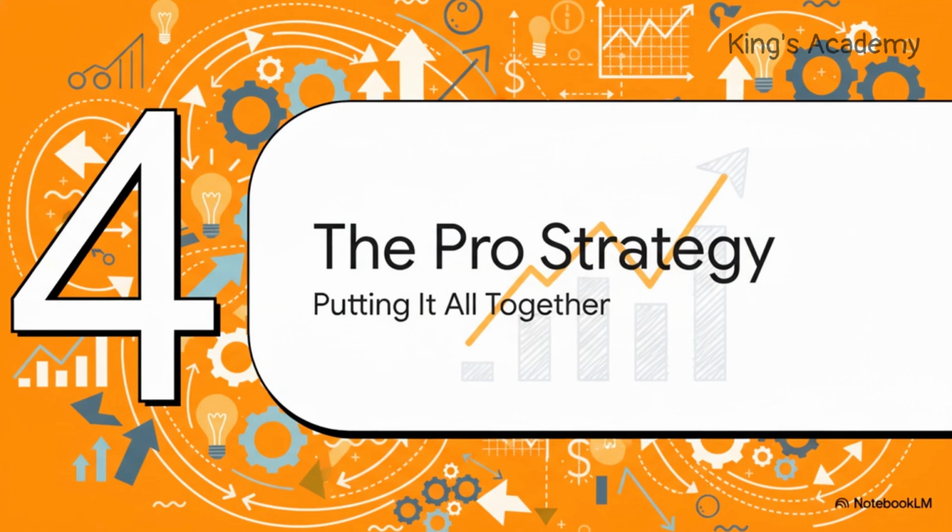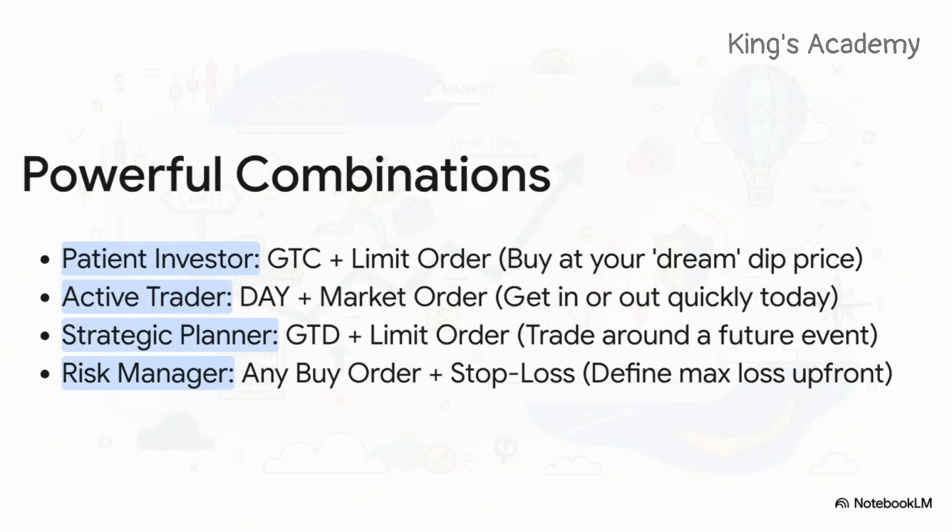All right, so we've got all these individual tools: validity, price types, stop losses. Now for the fun part. Let's see how the pros combine these to create really smart, effective trading strategies. Here are a few powerful combinations you can use. The patient investor might use a GTC limit order to wait for that perfect discount. The active trader, who needs speed, might use a day market order. The strategic planner, who's trading on news, could use a GTD limit order. And most importantly, the true risk manager adds a stop loss to every single buy order they place, defining their maximum risk before they even enter the trade.